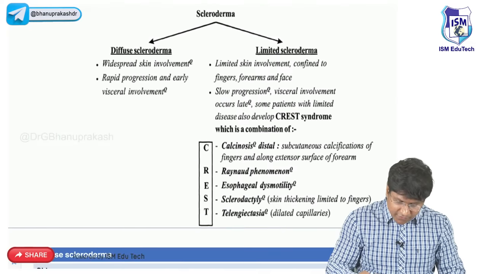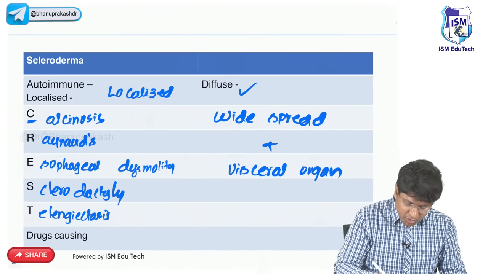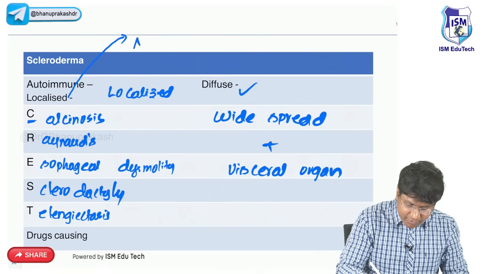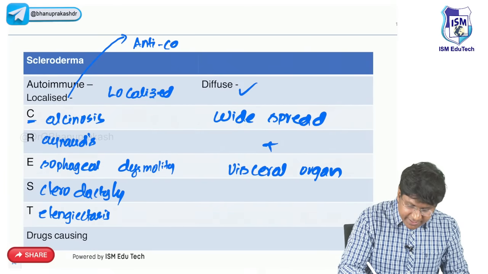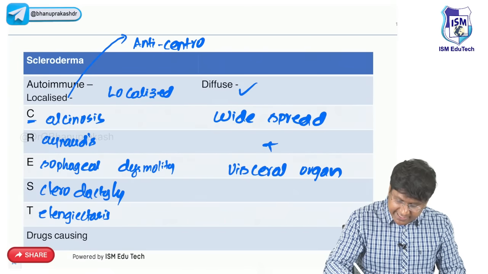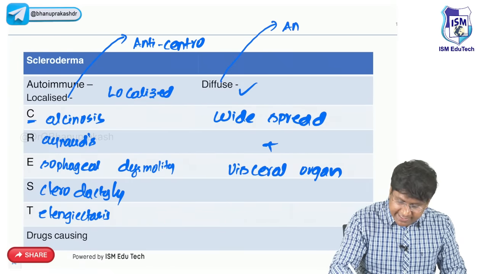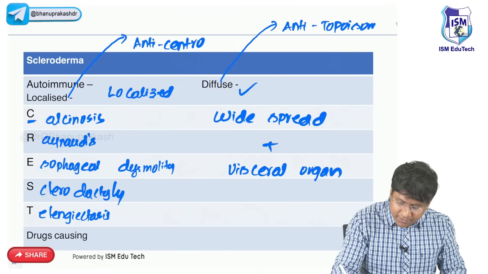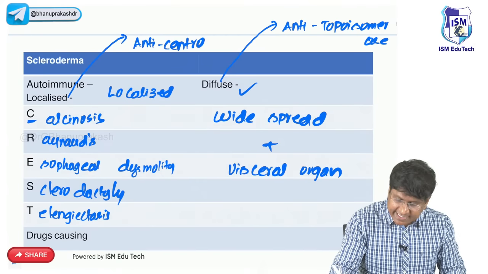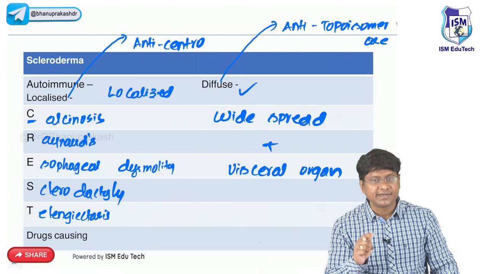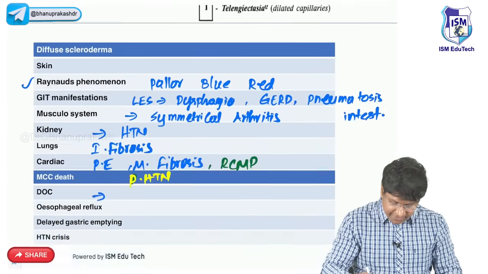See, in case of localized scleroderma, the antibody is the anti-centromere antibody. And in case of diffuse scleroderma, the antibody is the anti-topoisomerase antibody. Right? Now, we don't want this antibody production. So, what do you think is the drug of choice? The drug of choice will be the steroids.